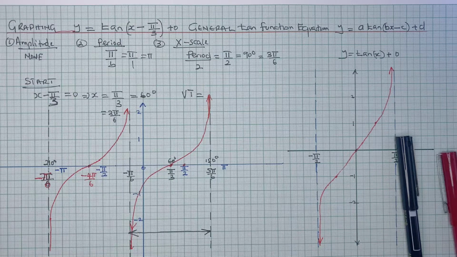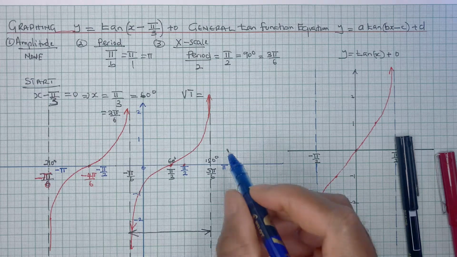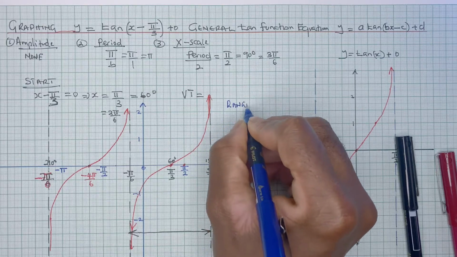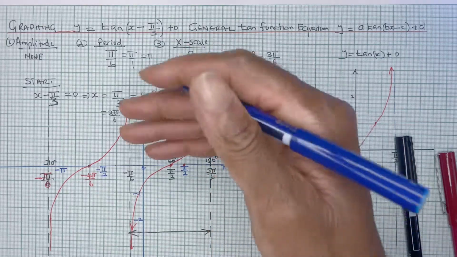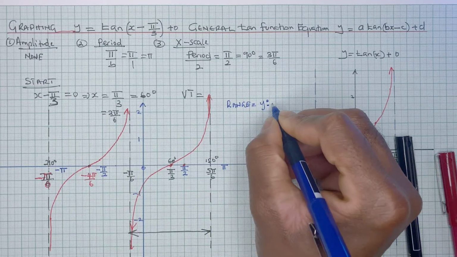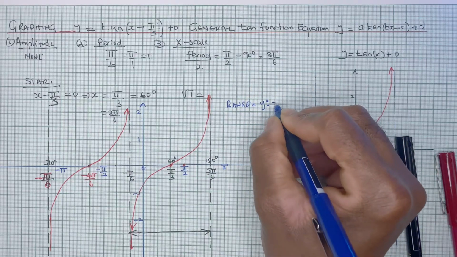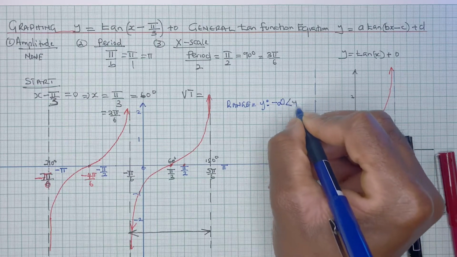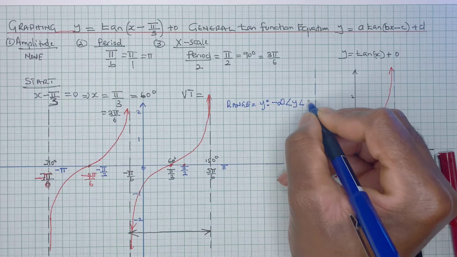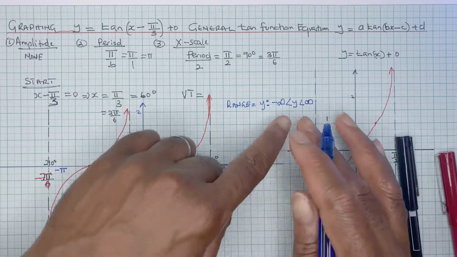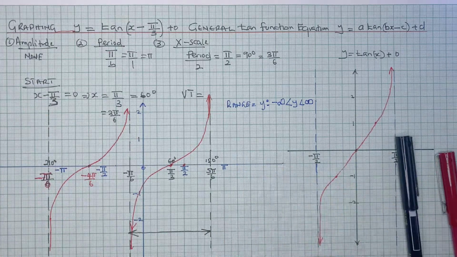What is the domain and the range? Well, the range for this graph is the y values, right? So y colon, it goes from minus infinity less than y less than plus infinity. Well, I don't know what infinity is, so I couldn't say equals to infinity.